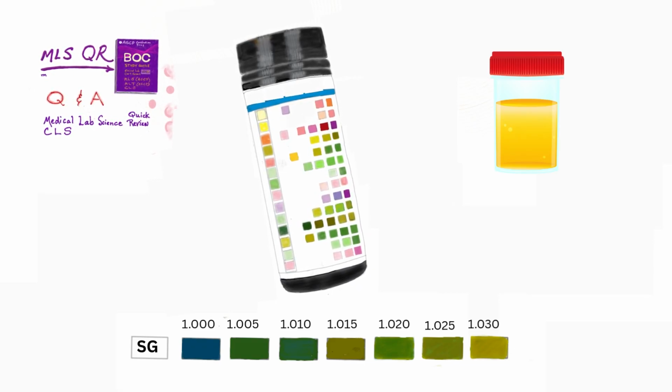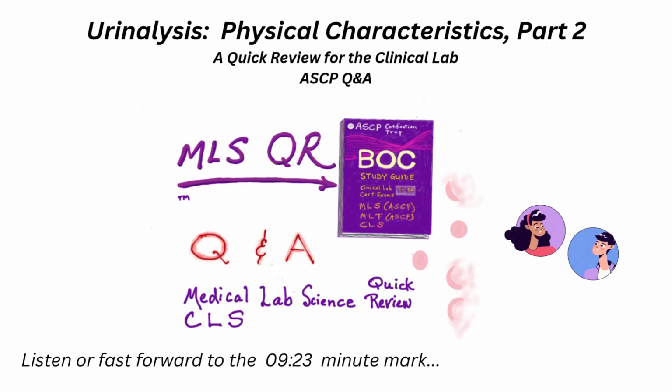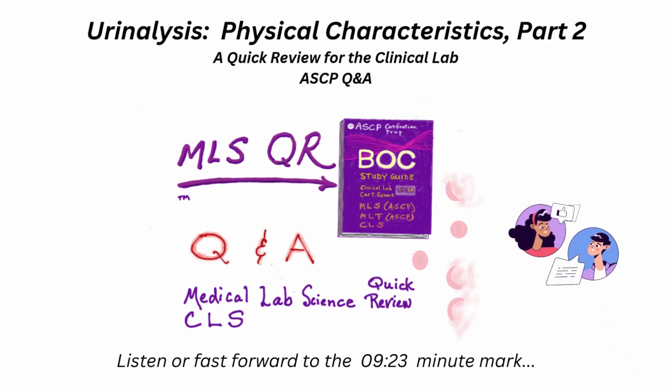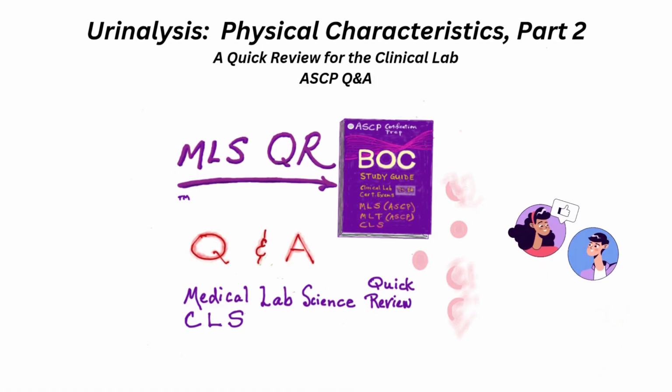Our topics are a continuation of the physical characteristics of urinalysis, which are urine clarity and specific gravity. Afterwards, we'll go over questions and answers based upon our MLS ACP Board of Certification study guide.